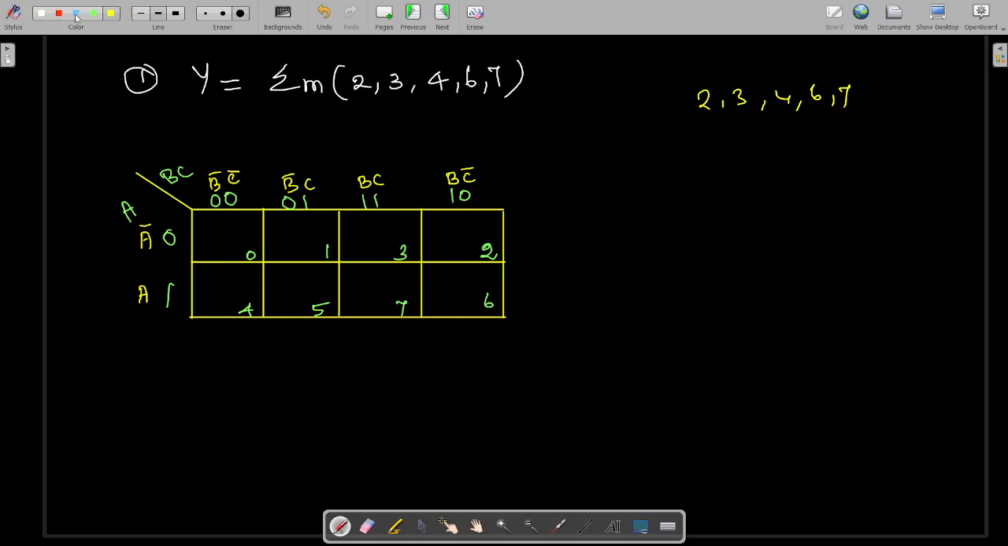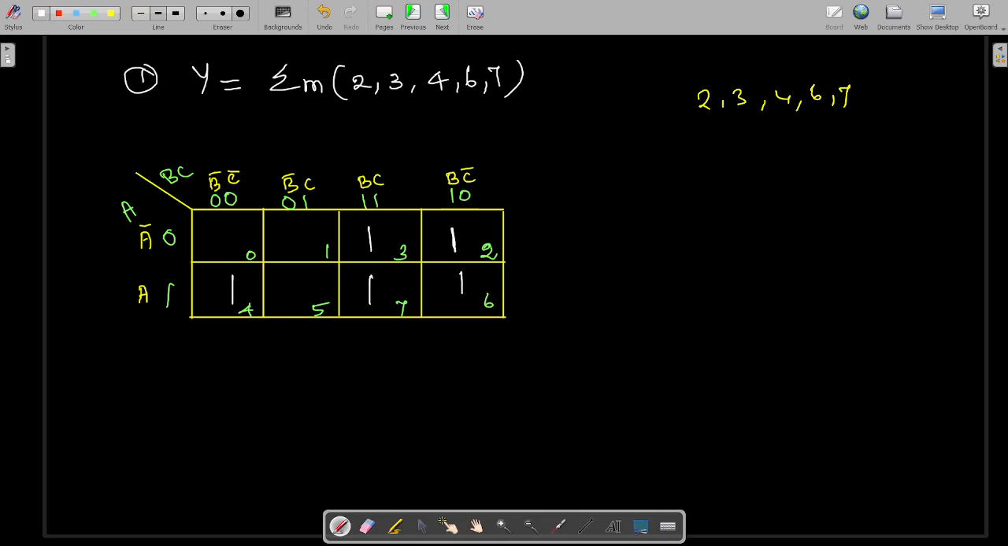So this is your K-map. I'm going to substitute. This is your second cell, so I put a 1 here. And this is your third cell, I put a 1. Then for 4, I put a 1. Then I place a 1 in the 6, and then I place a 1 in the 7.